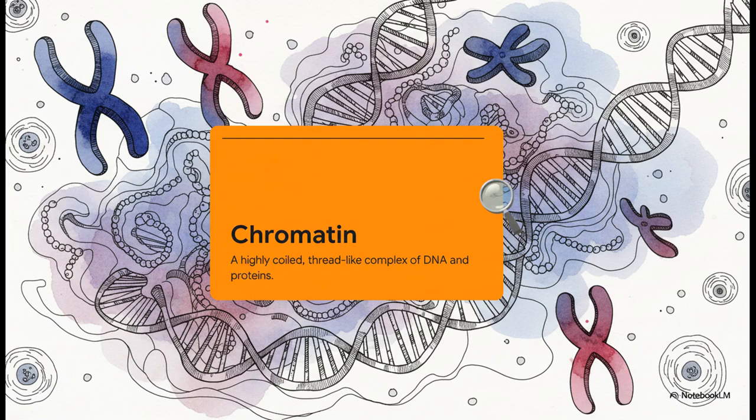Just to make sure we've got our terminology straight, let's define what we're actually dealing with when the cell isn't actively dividing. We call this material chromatin. So chromatin is simply that highly coiled thread-like complex made up of about 40% DNA and 60% histone proteins. Later on, when the cell gets ready to actually divide, this chromatin is going to condense even further to form those distinct thick structures we all know as chromosomes.